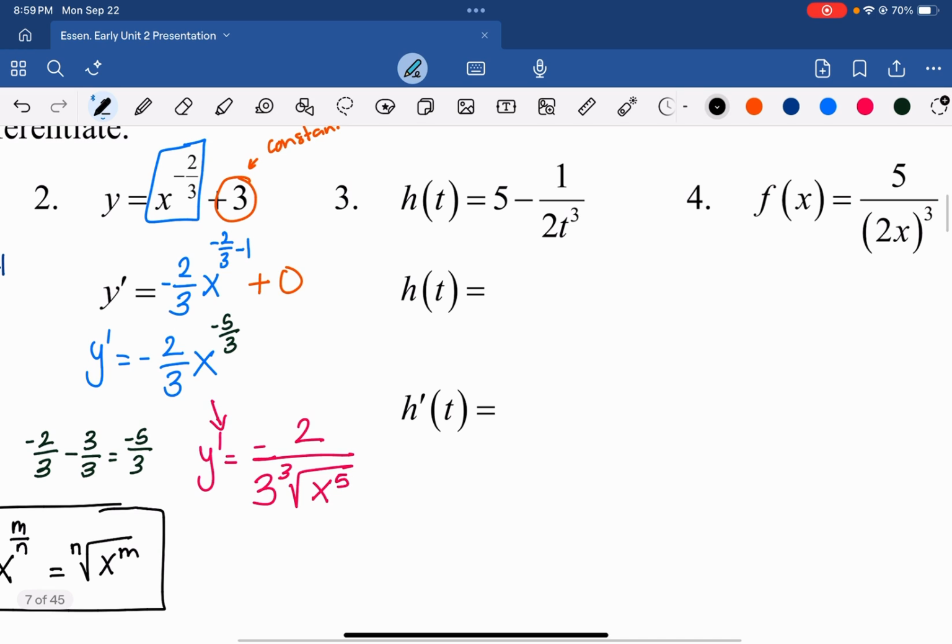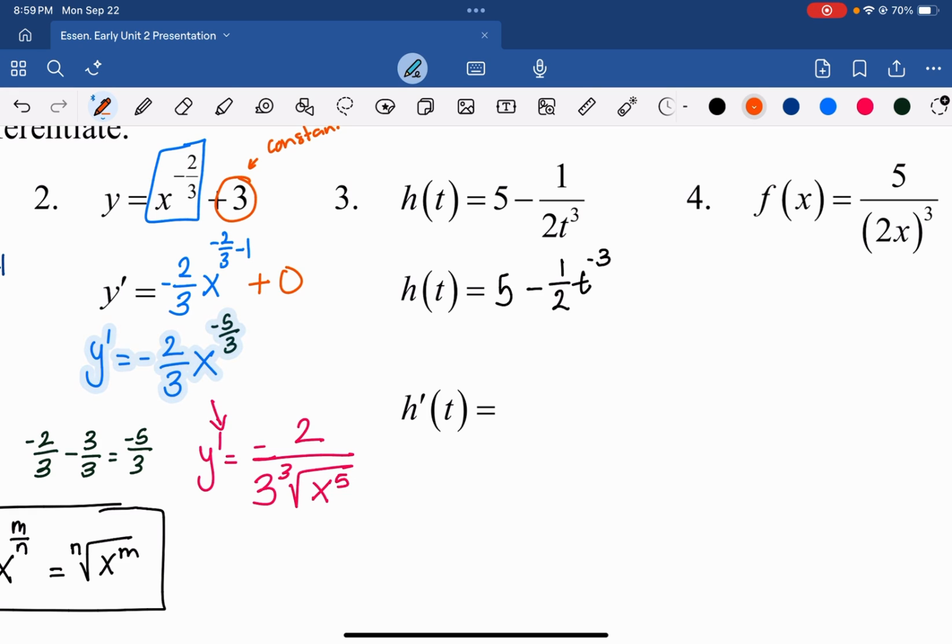Okay, next, number 3, I have h of t equals 5 minus 1 over 2t cubed. This time I'm going to simplify this. So I'm going to rewrite that t cubed so it looks like a power, not in the denominator. My 5 is going to stay there. My 1/2 is going to stay chilling there too. And then my t cubed is going to turn into a t to the negative 3. Okay, because that allows me to apply my power rule so we can take our derivative.